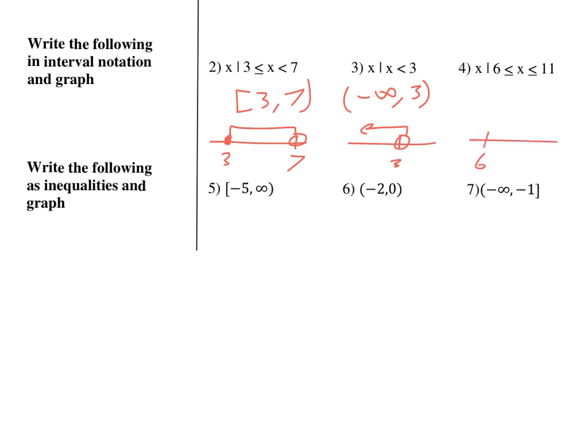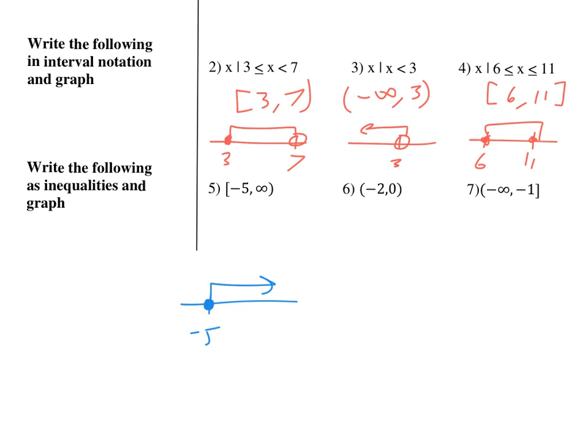Okay, so then this one is going to go from 6 to 11, a closed dot there and a closed dot there. So bracket 6, comma 11, bracket. Okay, next up, number 5. So once again, I'm going to draw this on the number line first. So we've got negative infinity with a closed dot and then going right forever.